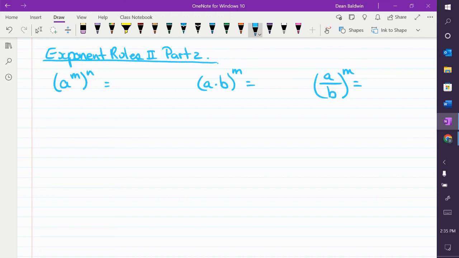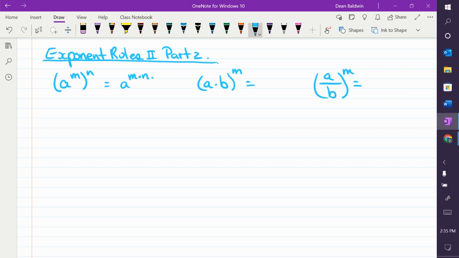Learn these three rules. If you have a base to an exponent inside brackets raised to another exponent, what do you do with the exponents? Multiply them. A to the m times n. So you multiply the exponents.